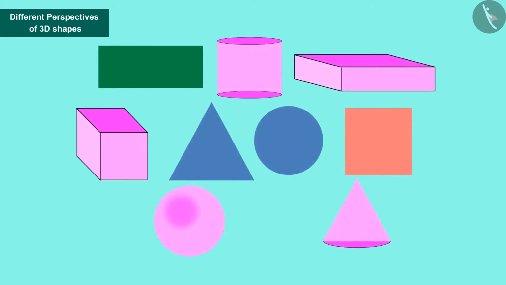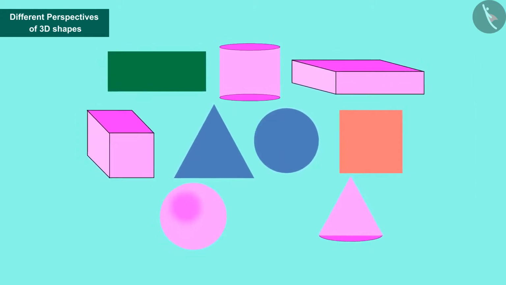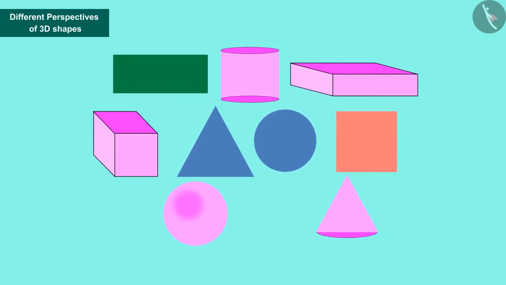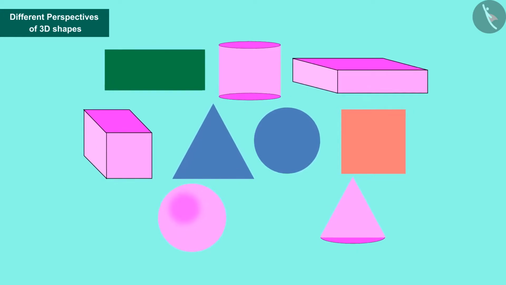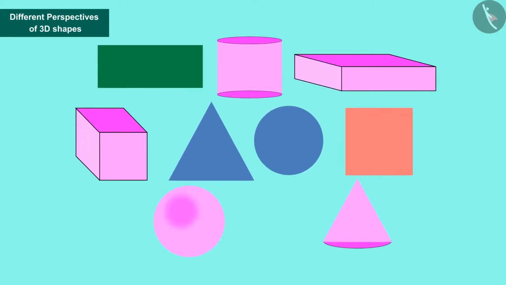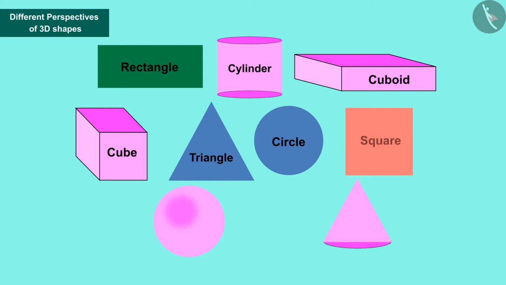Raghav's father gave him some shapes and asked him to identify them. Can you identify these figures for Raghav and tell them their names? Pause the video to try yourself and then match your answer. Perfect! These shapes are rectangle, cylinder, cuboid, cube, triangle, circle, square, sphere and cone.